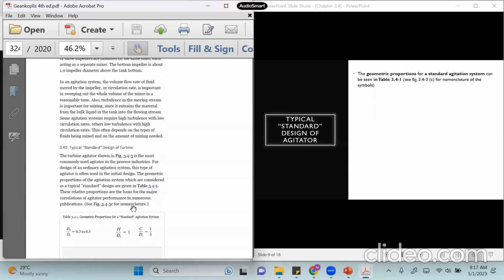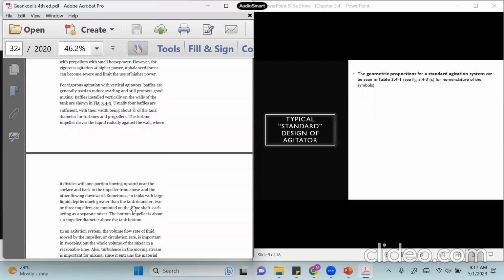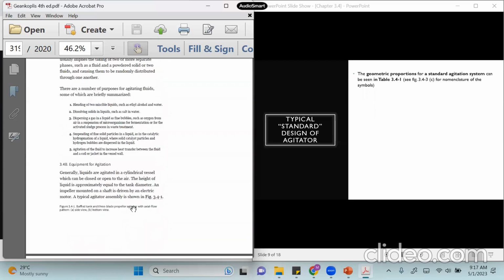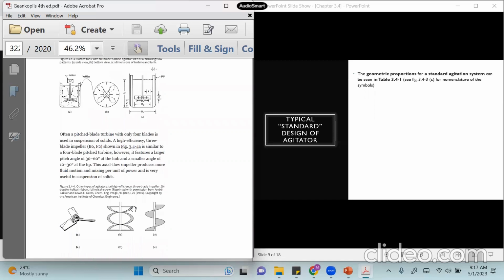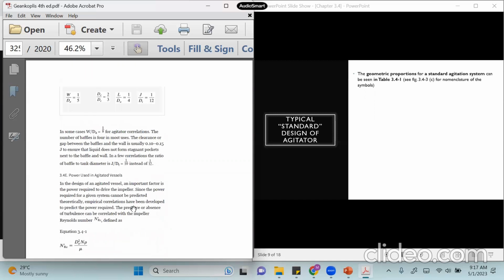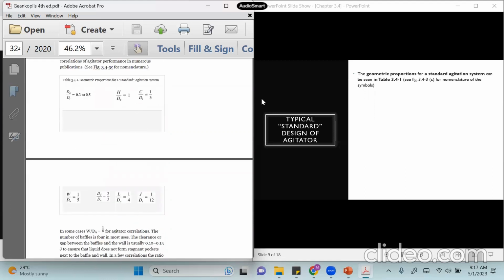Wait, where is it? Oh, wait a minute. Let me see. Where is the table? Let me find the table first. Ah, this one.